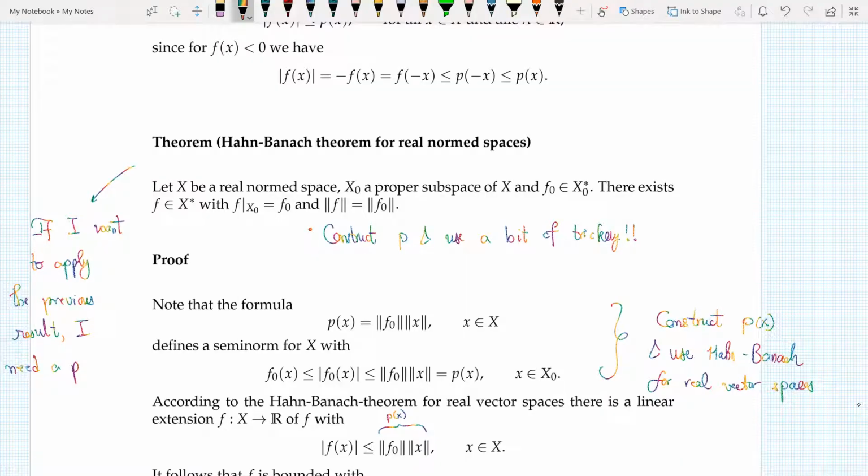Hello guys, in today's video we're gonna see the Hahn-Banach theorem for norm spaces, or real norm spaces. Let us look at the statement of the theorem.